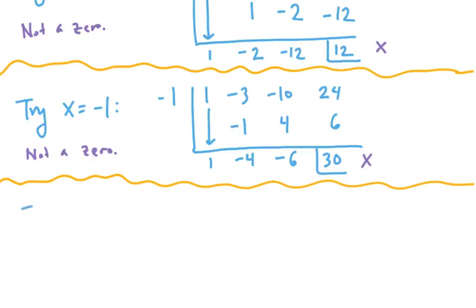Okay, next in our list was 2, so we just keep plodding along. X equals 2. So set up our synthetic division.